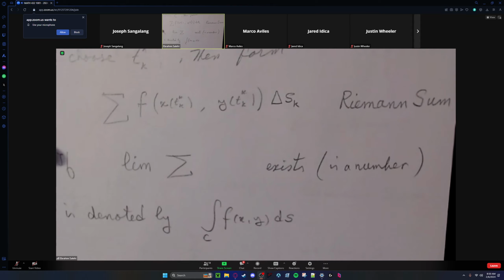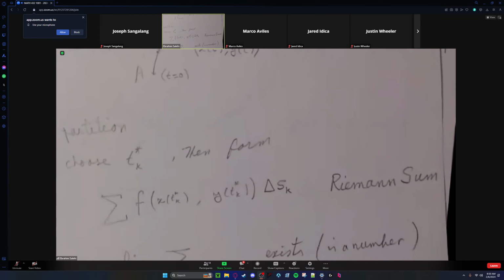All right. See, all those sorts of integration that you have seen so far all go through the same process. Partitioning, evaluating the function at a particular point, multiplying by whatever, and then forming the Riemann sum, taking the limit. And if the limit exists, that is called the integral. In this case, it is the line integral.